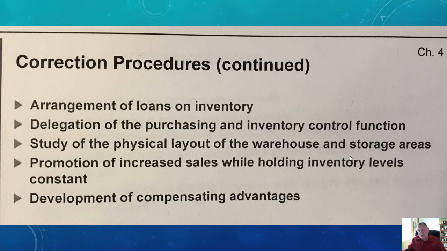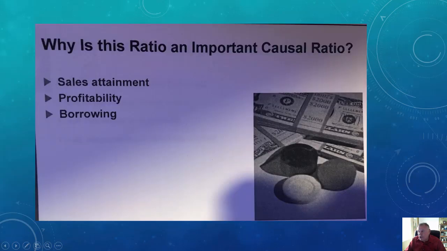You could look at the warehouse layout and storage areas and say, is it laid out the best way to be efficient? Promotion of increased sales. Could you hold the inventory the same while increasing sales? Is there any compensating advantage? So all of these ratios are important causal ratios to the ability to obtain sales, profitability, and borrowing. So they become important causal ratios.